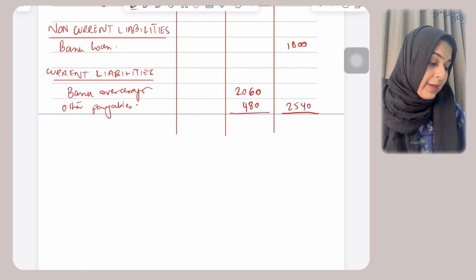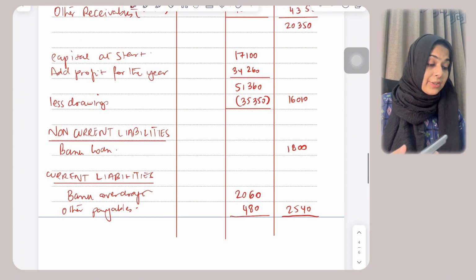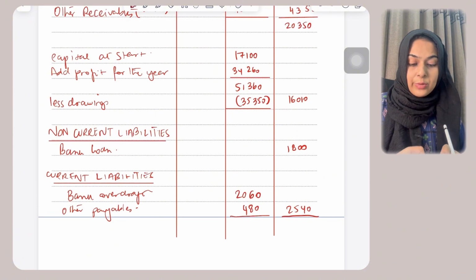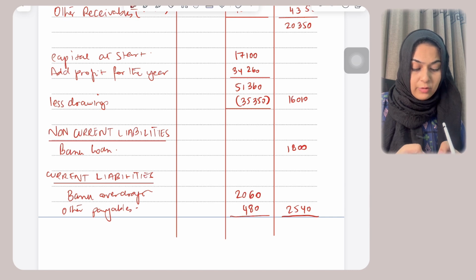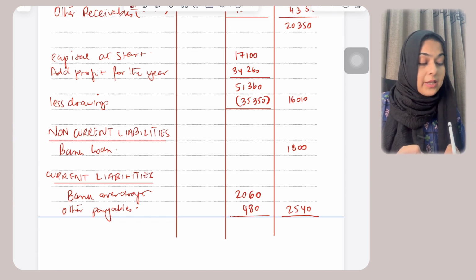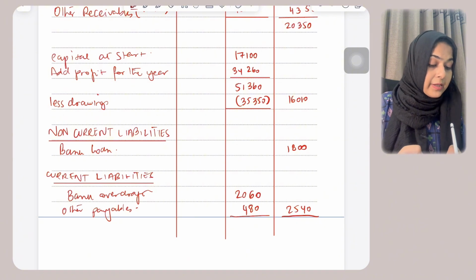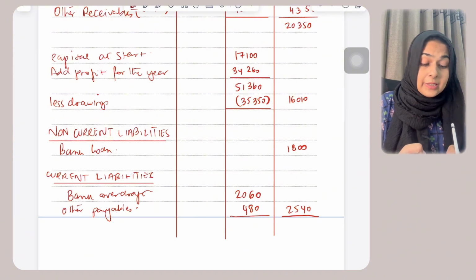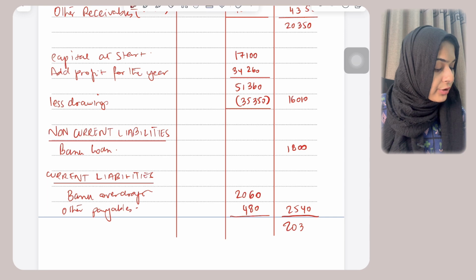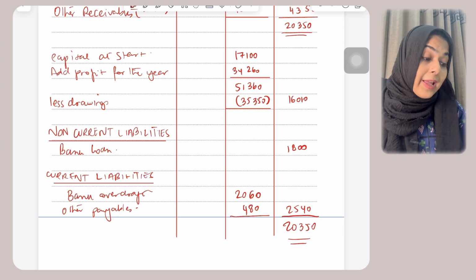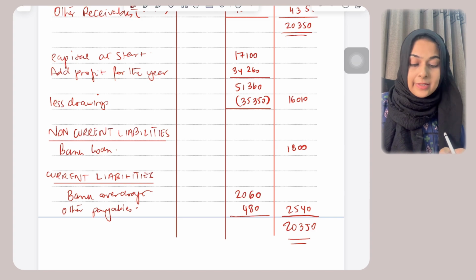So now I will add the capital and liabilities section as well. 16,010 is capital at end, plus non-current liabilities 1,800, plus 2,540. When I add these three, that is capital at end plus a bank loan plus the current liabilities, it will give me 20,350. So 20,350 is my balancing figure, and my balance sheet has balanced here in this case.